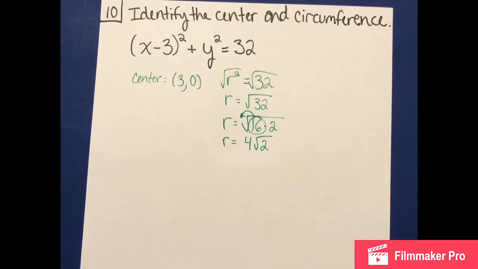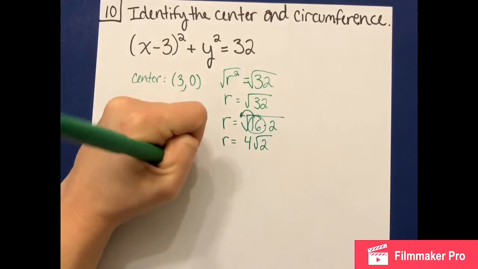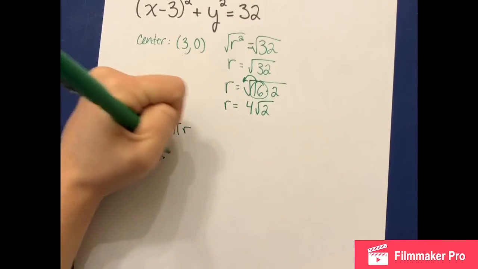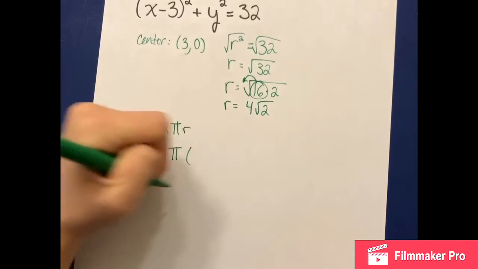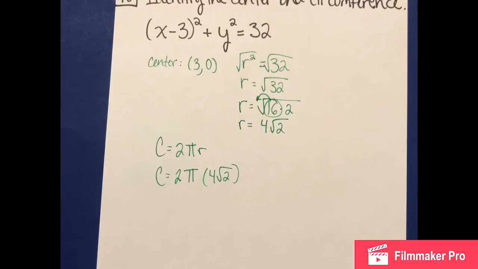Looks like the last question, but they don't want that. They want the circumference. So I'm going to take this and plug it in. Remember, C equals 2 pi r. So if C equals 2 pi r, I'm going to go, okay, C equals 2 pi, and my radius is 4 root 2.